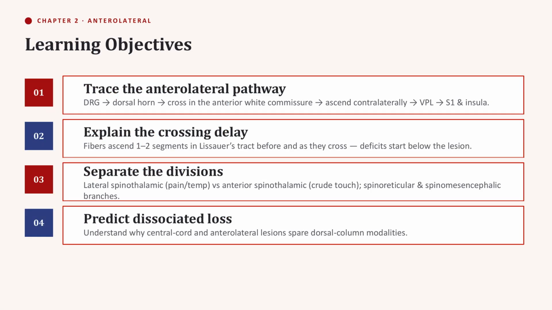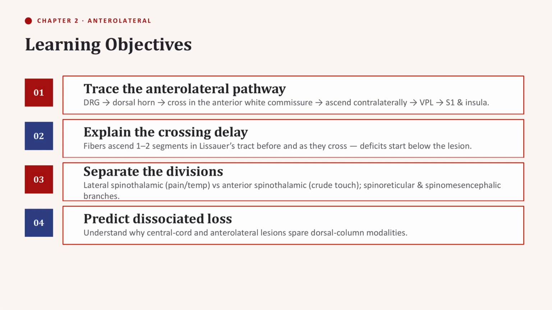Four objectives for this chapter. First, trace the anterolateral pathway from the dorsal root ganglion into the dorsal horn, across the anterior white commissure, and up the contralateral cord to VPL, the cortex, and the insula. Second, explain the crossing delay.